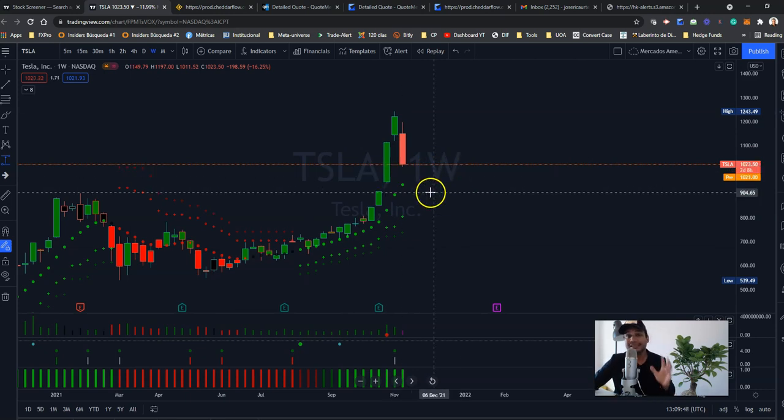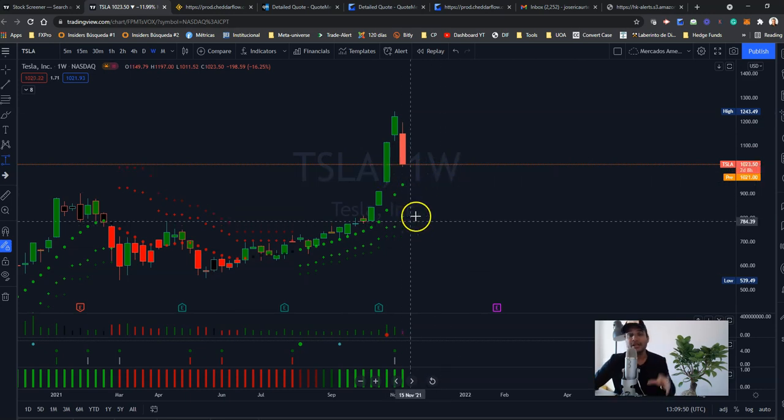From this point, technically speaking, you have the levels. I am giving you the levels for free. If you don't have Tesla yet, you have entry at 900, this level, 936, all right? And the second level, 800.